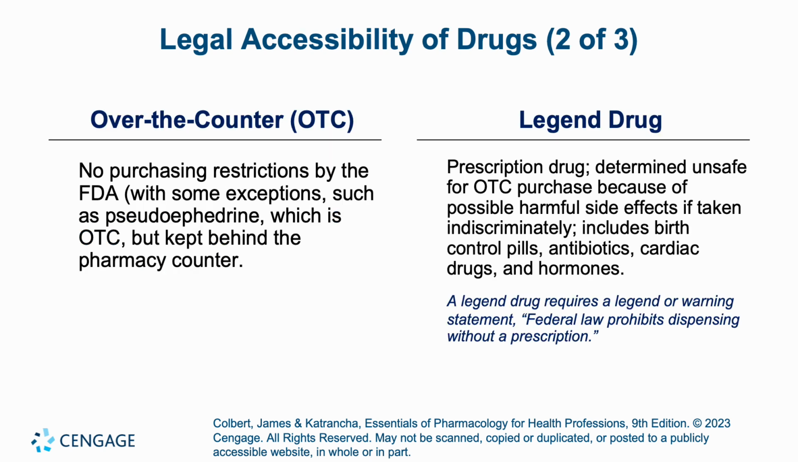Going into the 4 categories, over-the-counter drugs have no purchasing restrictions by the FDA, with some exceptions such as pseudoephedrine, which is over-the-counter, but you must be 18 or up to buy it, sometimes kept behind the pharmacy counter. The name that you might be familiar with for pseudoephedrine is Sudafed, the most common trade name, and people can get high off of it, essentially. It's a miserable thing to do and to see someone come down from, as I've had some patients that have done this, but it's still over the counter, but it has some restrictions.